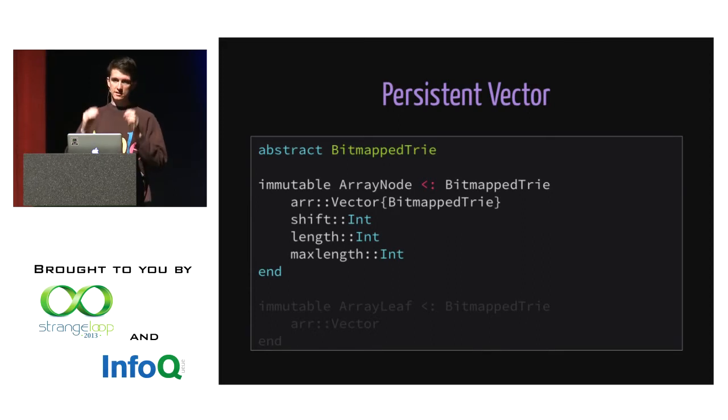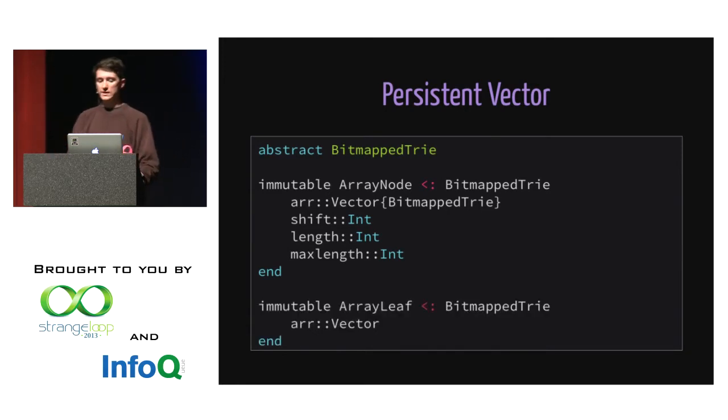The length isn't just its length, because all of them are going to be eventually length 4 in the case of this example. It's actually going to be the length that represents the number of elements that are in its leaves all the way down. And the max length is the total size that it can grow to before it needs to do something, and we'll look at what that thing is. Then we have an array leaf, which just has this internal vector.